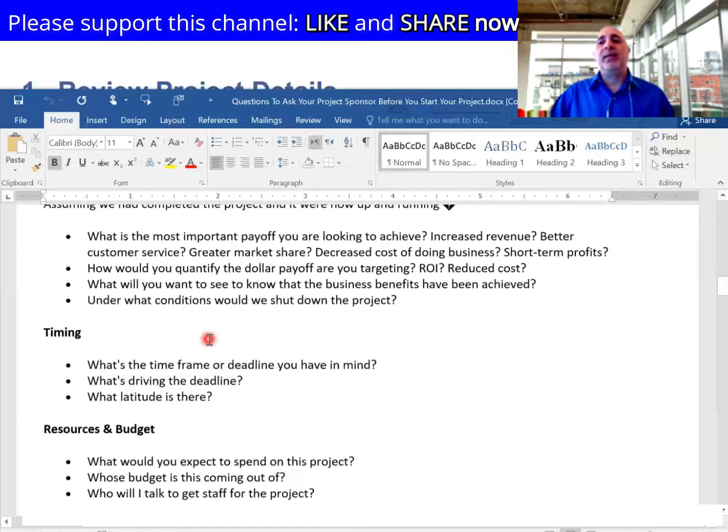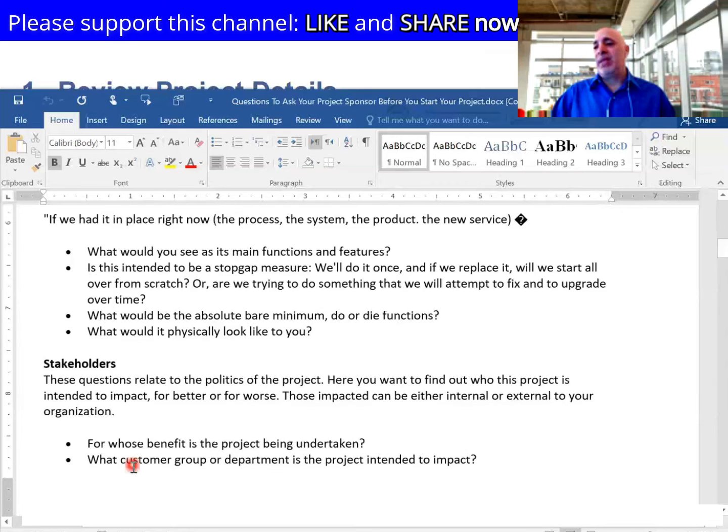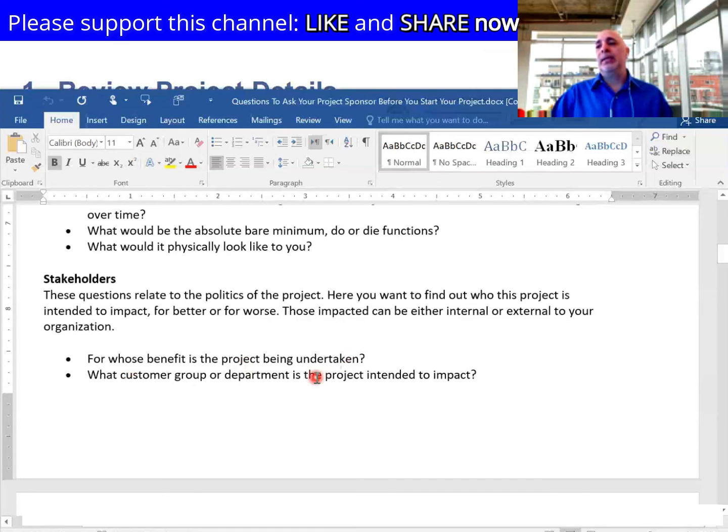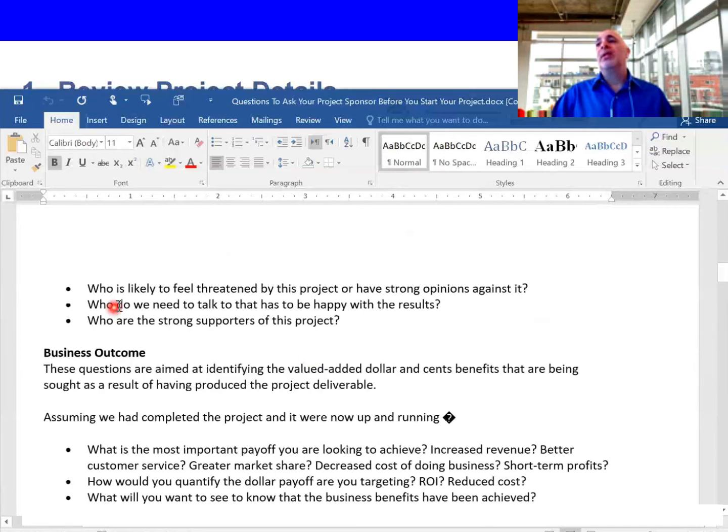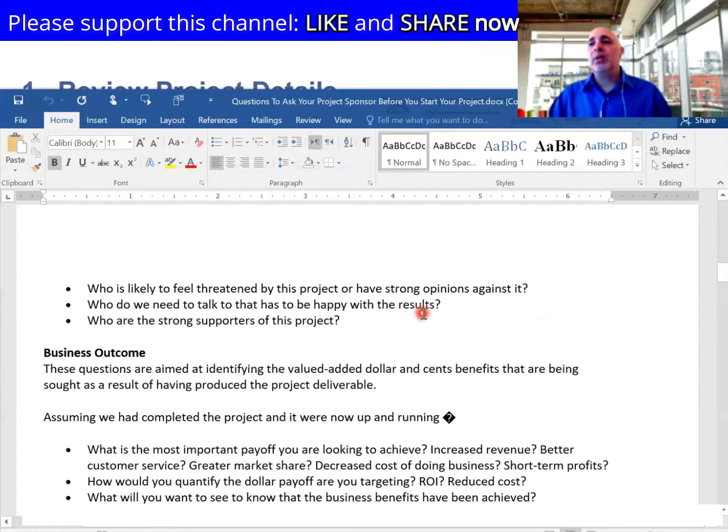Who will be negatively affected from this? For whose benefit is the project being undertaken? What customer group or department is the project intended to impact? Who's likely to feel threatened by this project or have strong opinions against it? Who do we need to talk to that has to be happy with the results? Who are the strong supporters of this project?